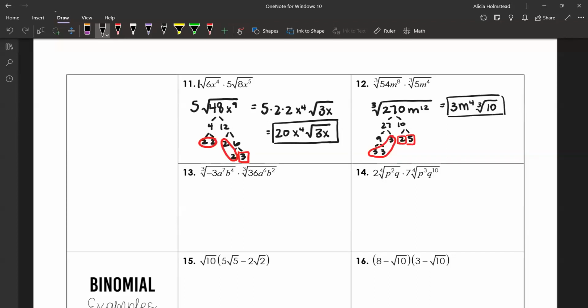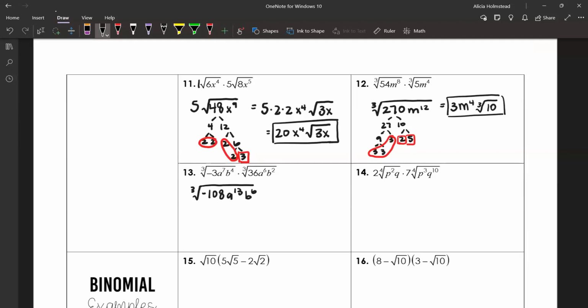Alright, 2 more of those. This next one, we've got insides with insides, since our index is the same. 3 times 36 is 108, so this becomes the cube root of negative 108. a to the 7 times a to the 6, we add those. 6 plus 7 is 13. And then b to the 4th times b squared, and 4 plus 2 is 6. Awesome. And then we simplify from there.